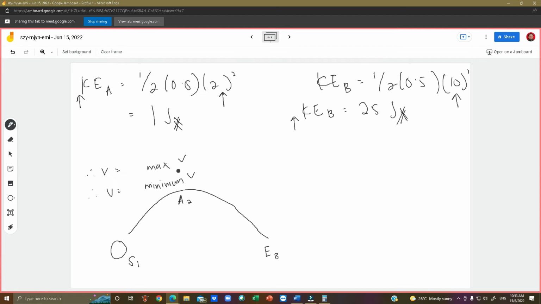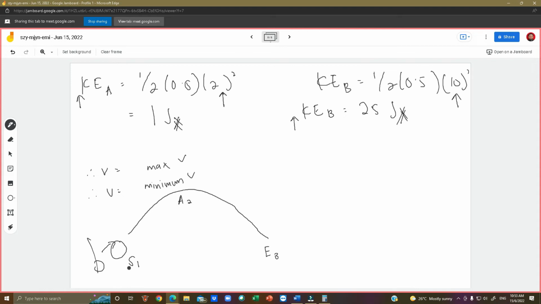Weh, kat mana weh? Sedih lah ni. Kat mana? Minimum dekat S1 je. Maksimum dekat mana? Minimum dekat mana? S1. S1 minimum. Starting dia. Bukan. Kita sepak dia. Point.